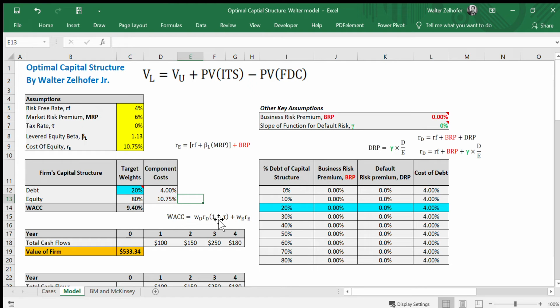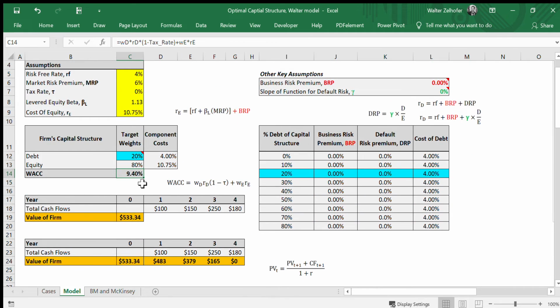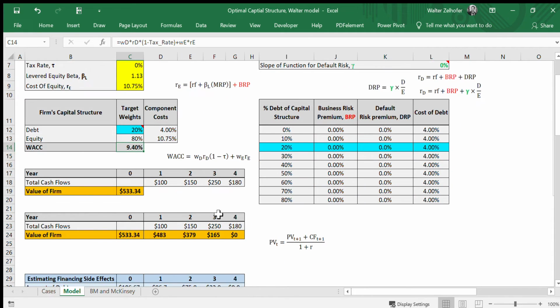So then we apply the weighted average cost of capital over here, and that allows us to value a company. So here is a hypothetical company that lasts 4 years, and that's it. After year 4, the business is liquidated, and it's only going to be generating these 4 cash flows. Okay, if we discount these cash flows at the weighted average cost of capital, we have an estimated value of the business of 533.34.